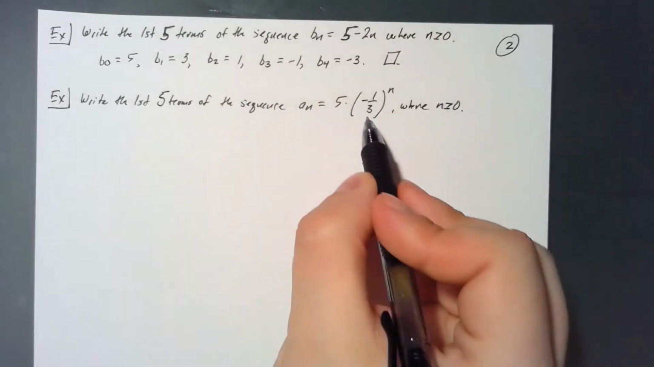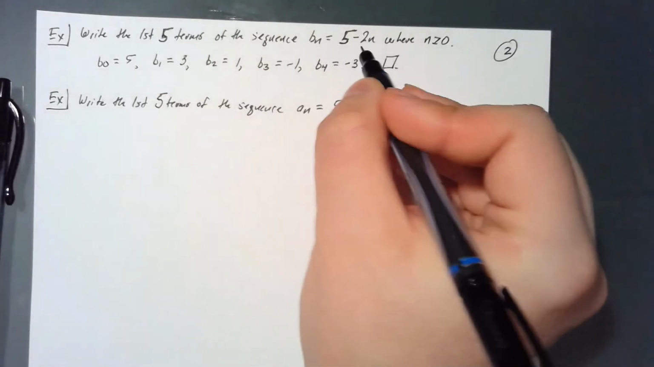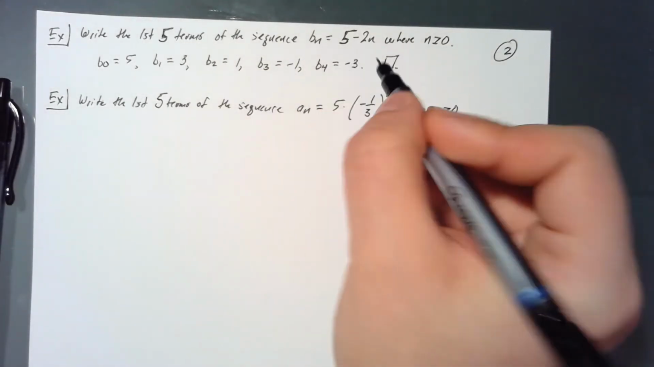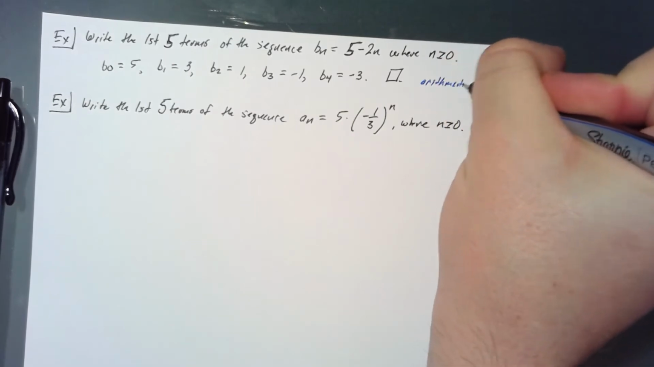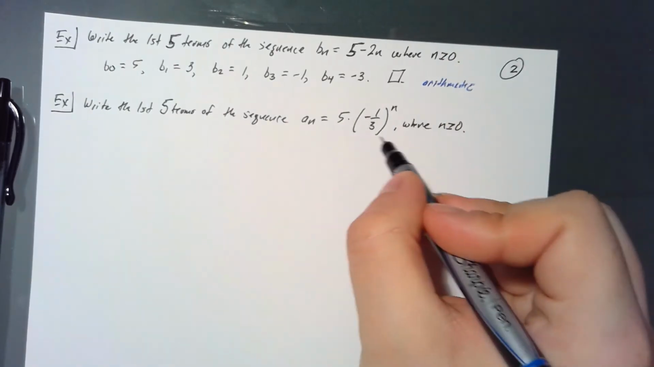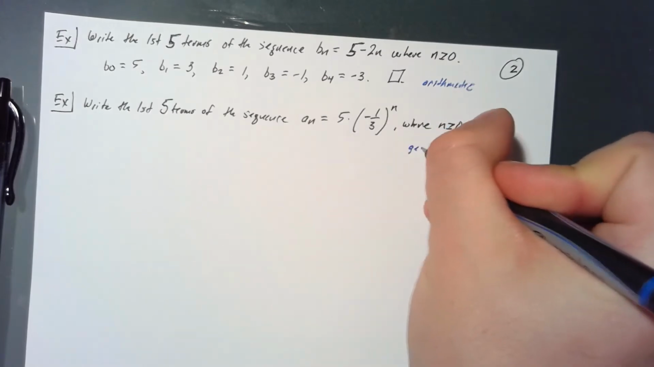Alright, so this looks a little different. By the way, what kind of sequence was this? This was an arithmetic sequence. What kind of sequence is this? I'm multiplying by 5, so this is geometric.